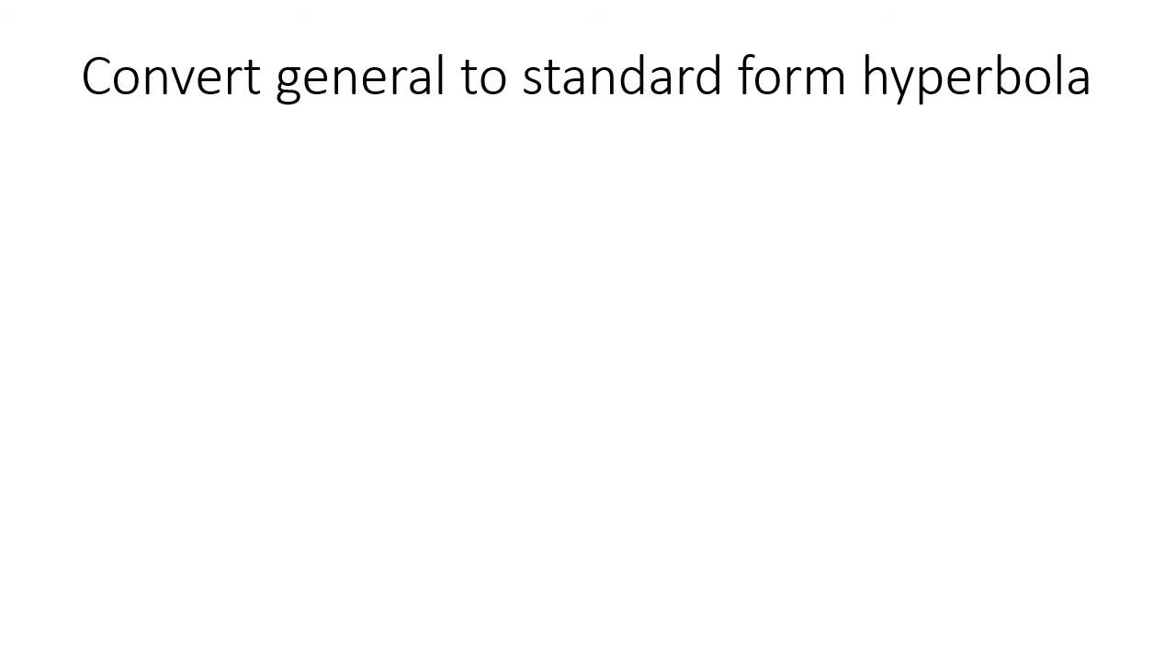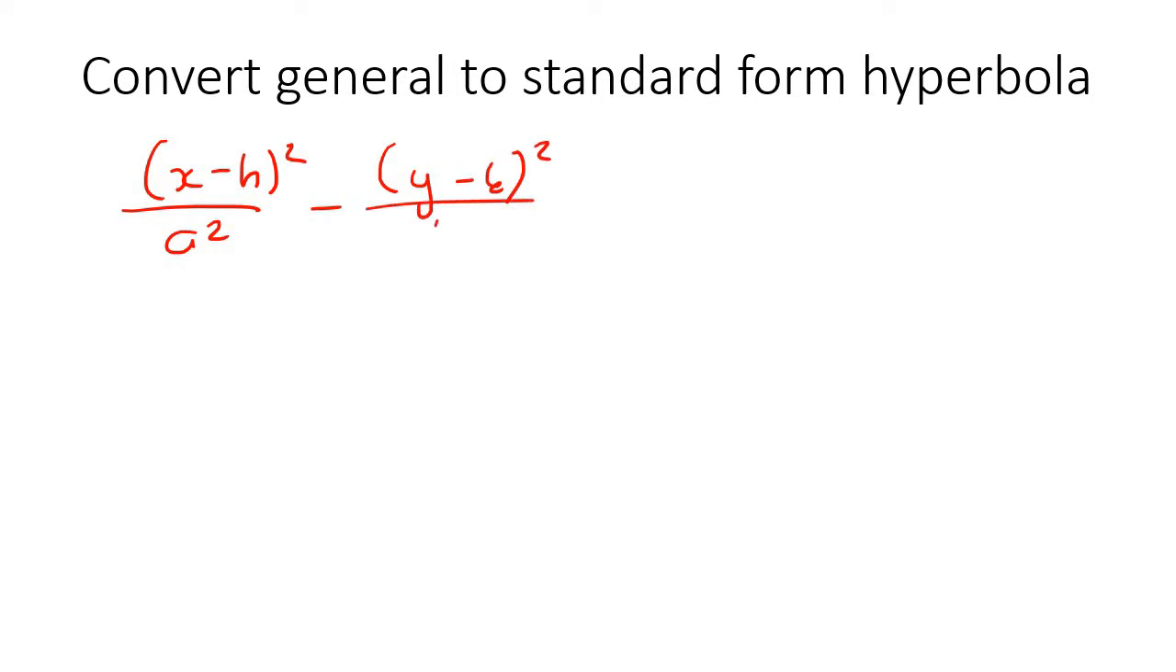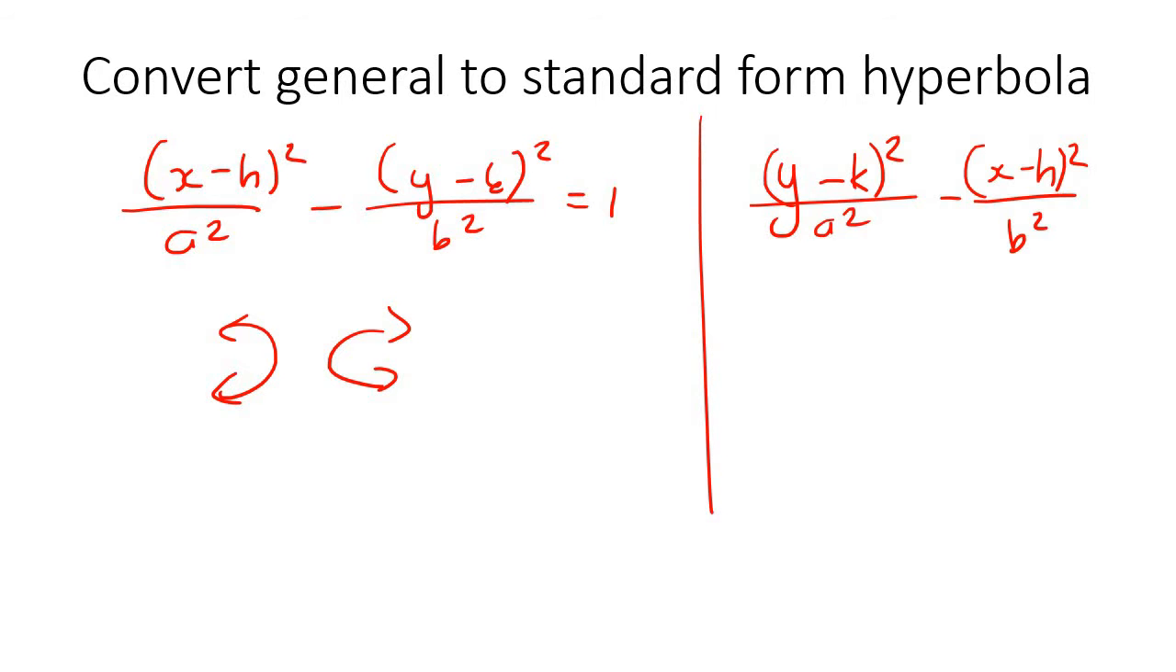By now, we know that a hyperbola equation has the formula (x minus h) squared over a squared minus (y minus k) squared over b squared is equal to 1. If it's written like that, then we learned in the previous lesson that that would be horizontal. If it has y first, then we know that that is vertical.